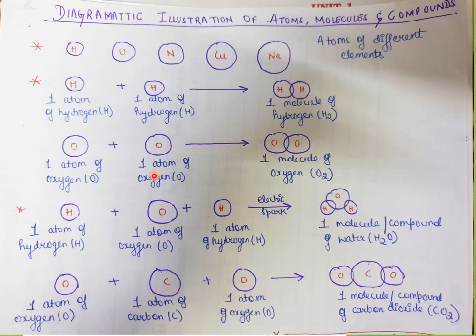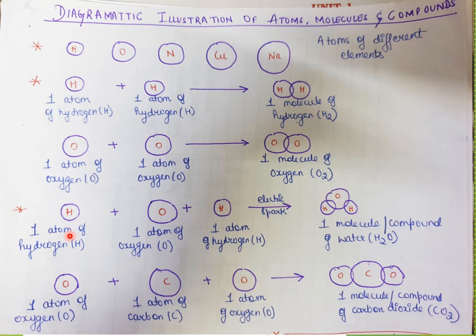One atom of oxygen combines with another atom of oxygen, they form a bond and form a molecule of oxygen, O2. Now, there is a slight difference between compounds and molecules, and most of the time compounds and molecules are generally said to be synonyms of each other. But there is a slight difference: when same atoms combine with each other, they form a molecule, but when different atoms combine with each other, they form a compound.